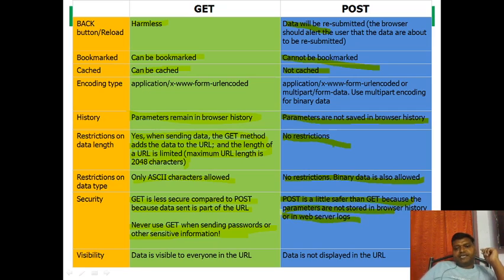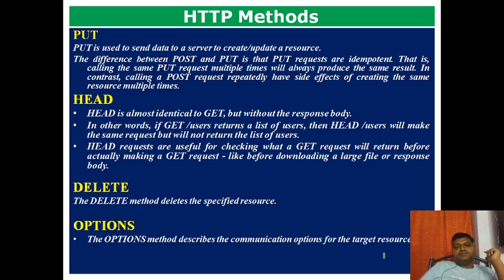HTTP has two parts, header and body. So, it will be encrypted. Data is not visible in post, whereas in get it is visible to everyone in the URL. Other methods are put. Put is same as post. The only difference is, if you use post 2 or 3 times, submission will be done repeatedly 2 or 3 times. But when you use put, irrespective of number of times you use, only one copy will be submitted. This property is called idempotent property.